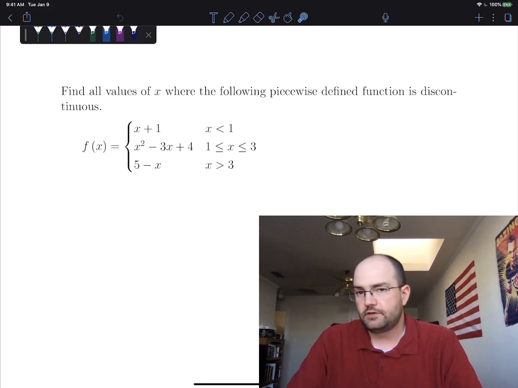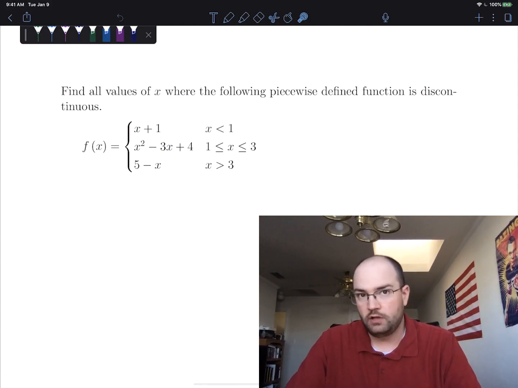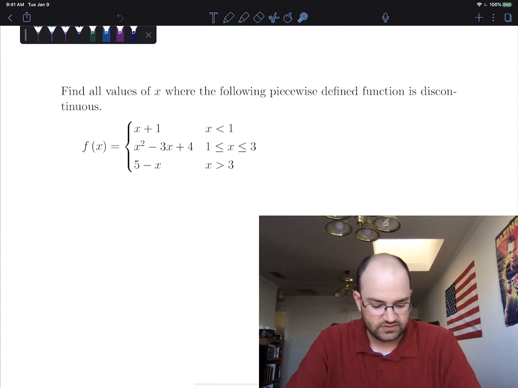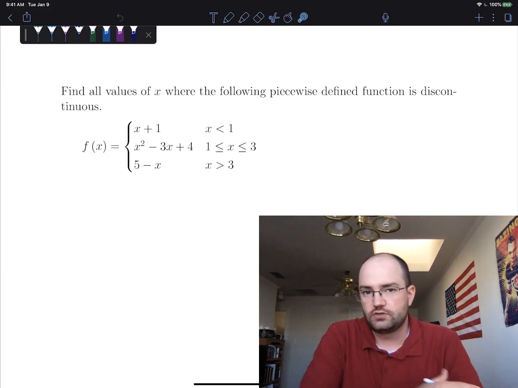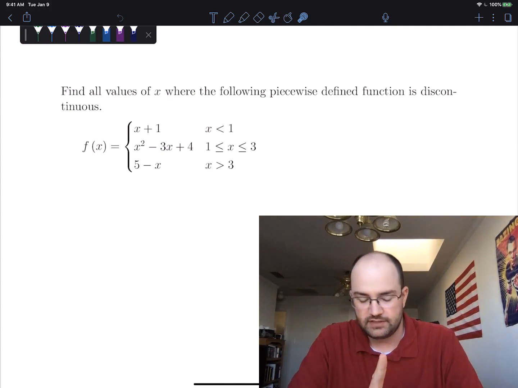Okay, so first of all, notice that all of those are just polynomials. Because of that, these are just continuous everywhere. So wherever these are defined in those regions, this function is continuous. It's only at the edges of those regions that this could be discontinuous. Now the question is how and why would they be?